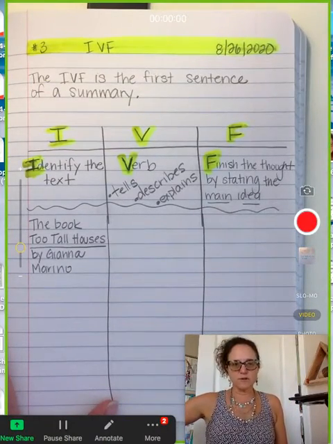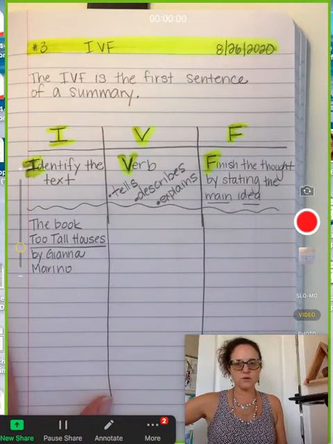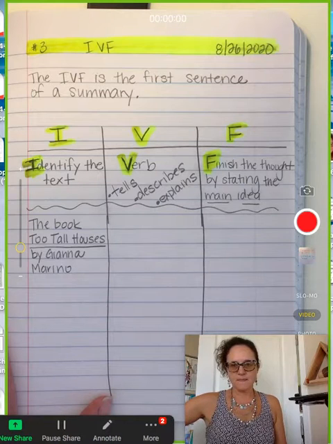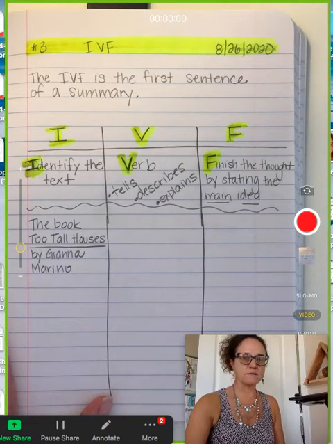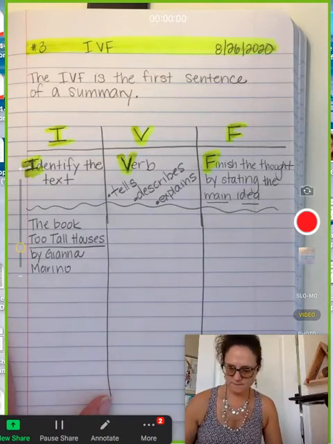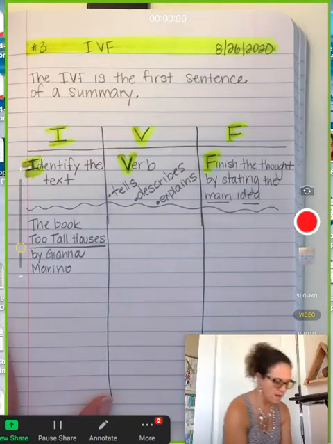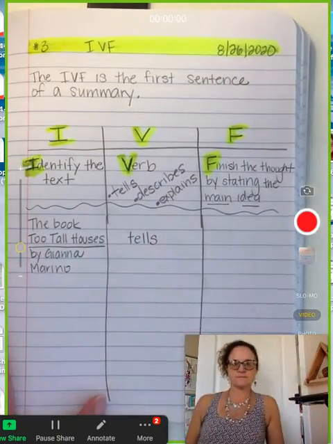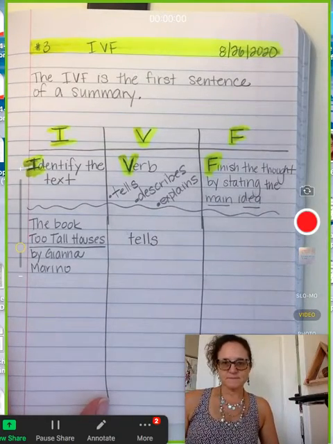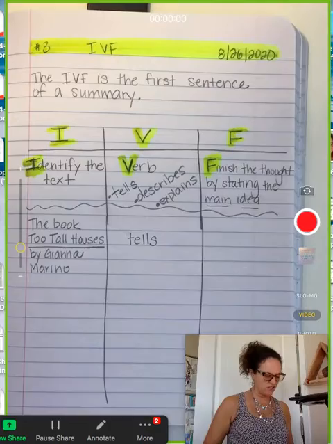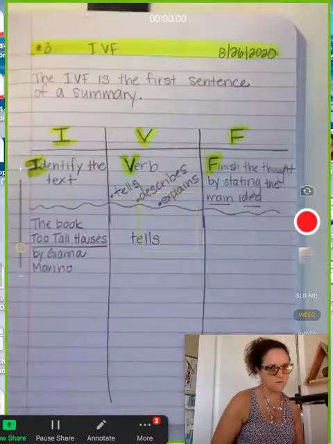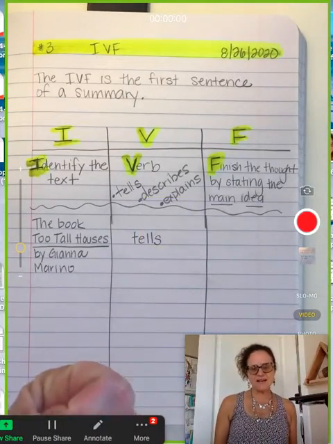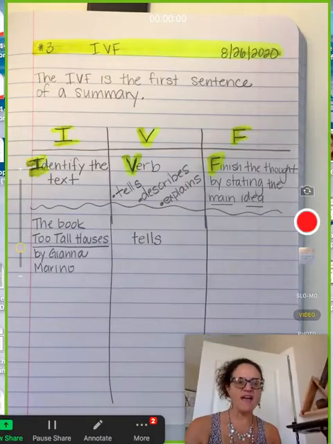Who can choose a verb for our IVF about Two Tall Houses? Kaya? Tells. Why not? So all we do in this box is write the word tells. All right, now this is the tricky part, readers in the room. What was the main idea of Two Tall Houses?